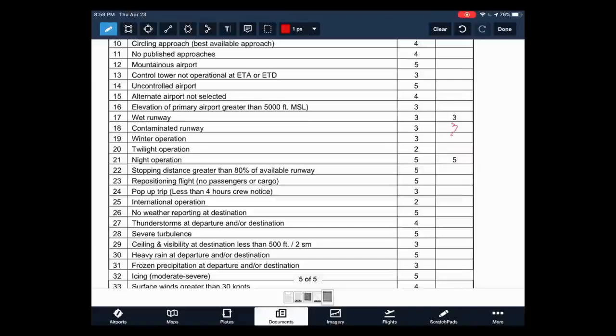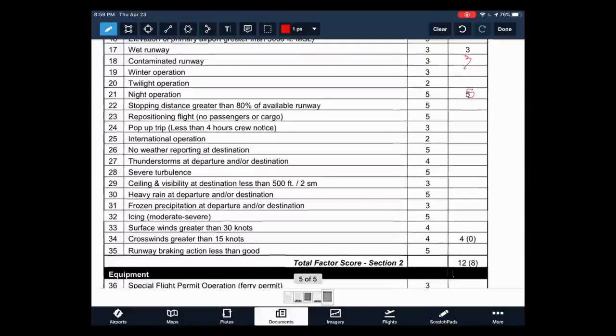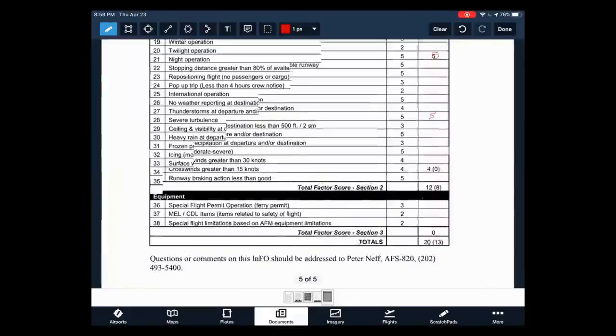Let's see, it's a night operation. So we've already got a risk value of 5. Maybe we were considering that B-52 report of severe turbulence. So another 5. And of course, you get the idea. You add your risk numbers together and you get a total value.